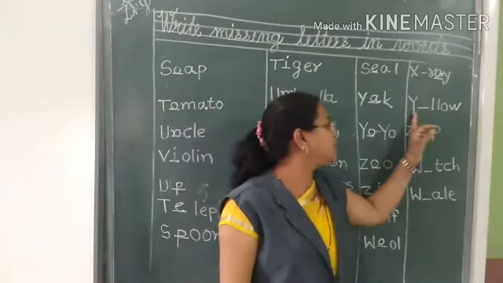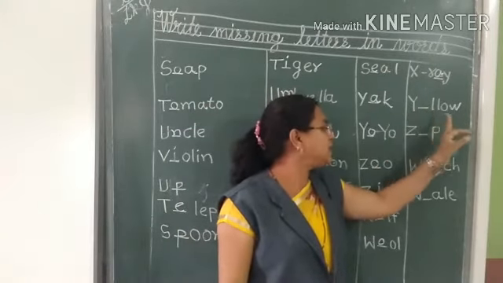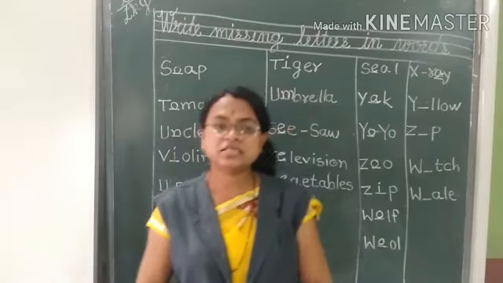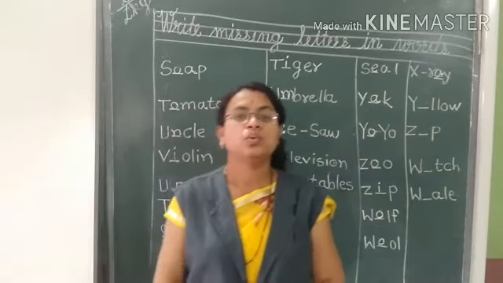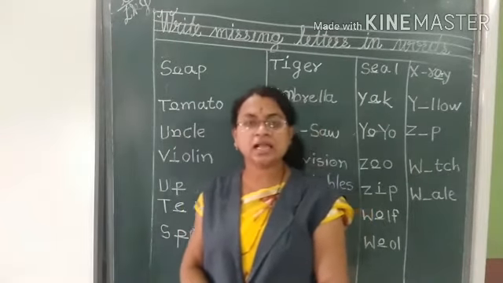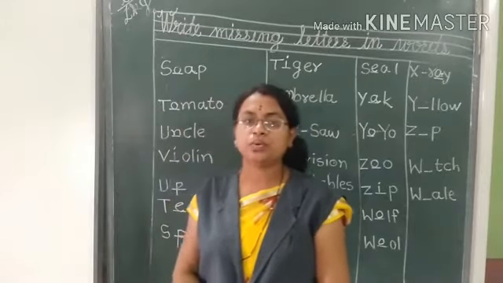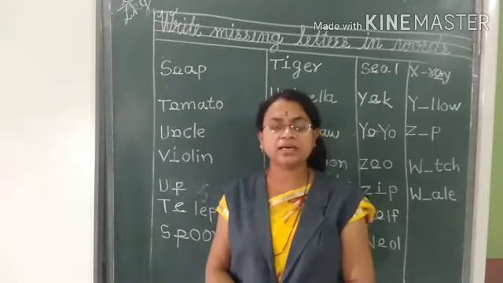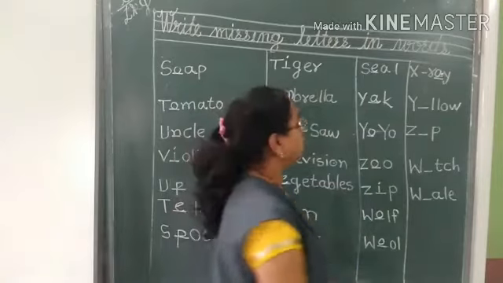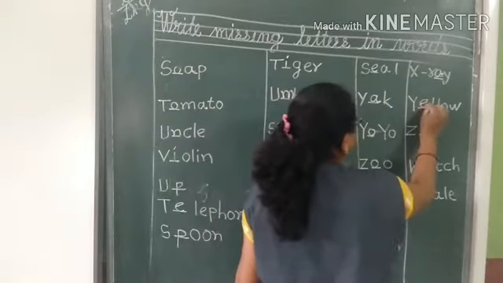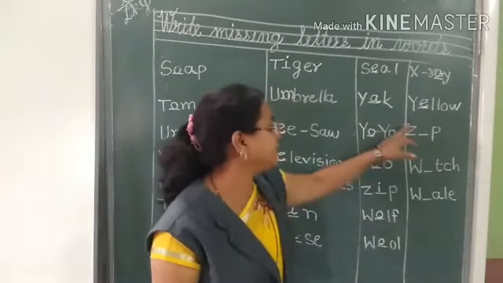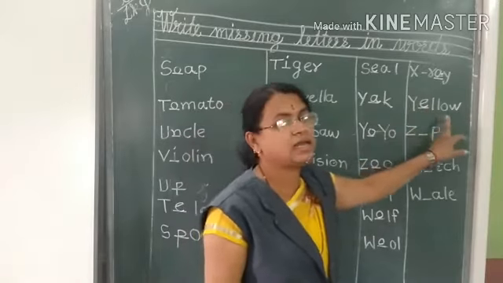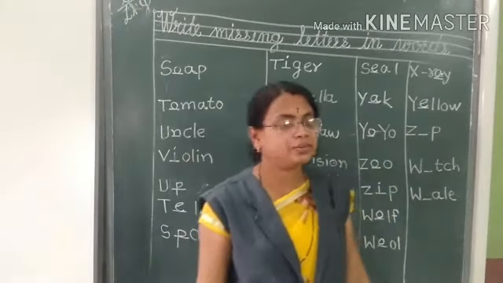Read the next words. Y dash L-L-O-W. This is the spelling of yellow. Y-E-L-L-O-W. Yellow. Which letter is missing after Y? E letter is missing after Y letter. So you write E letter after Y letter. Again read Y-E-L-L-O-W. Yellow.